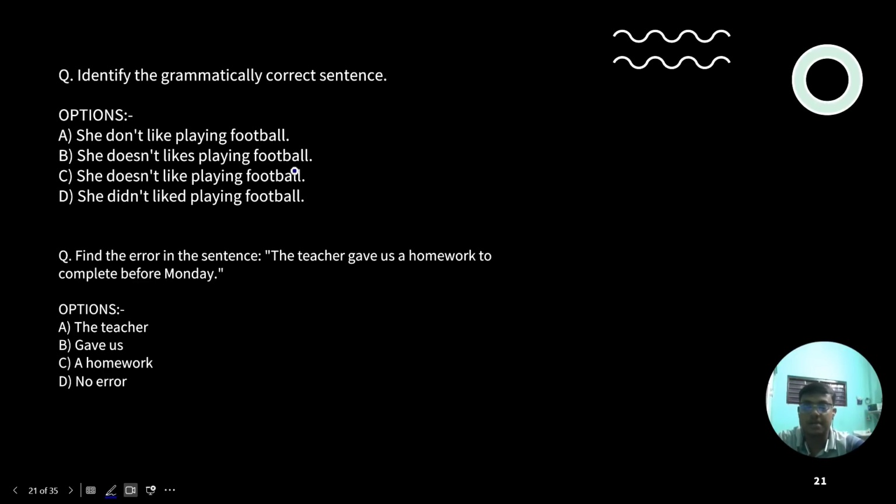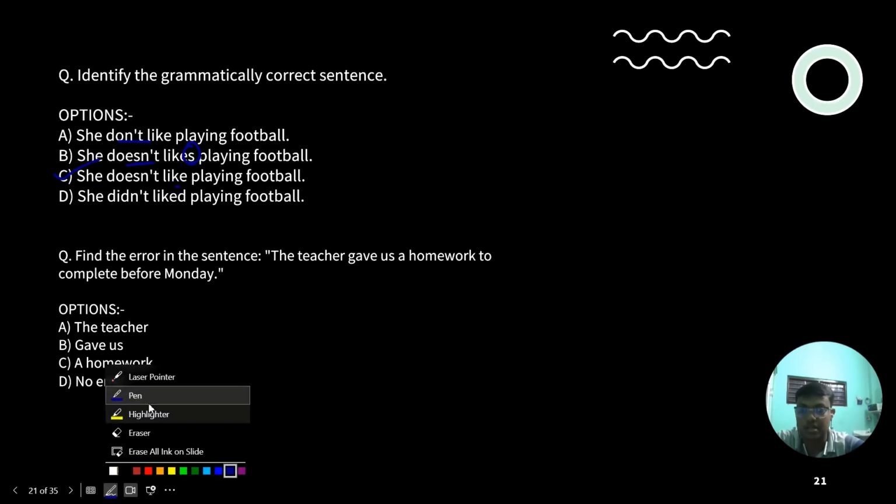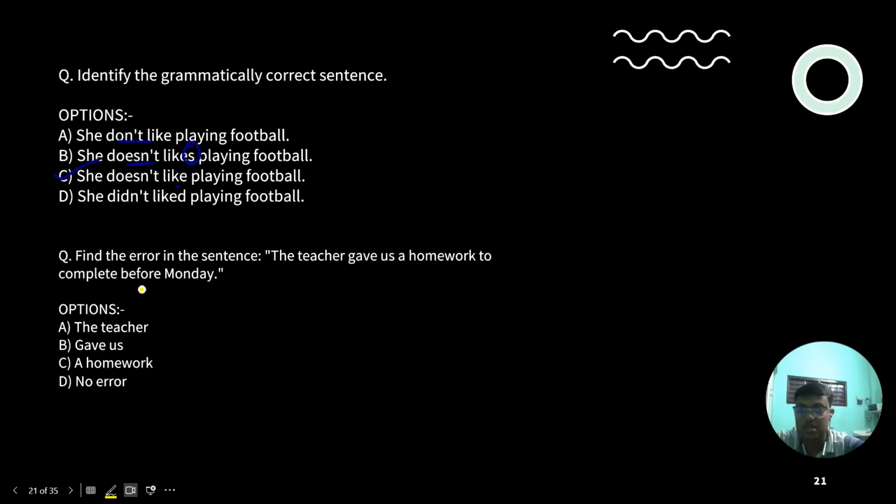Next, identify the grammatically correct sentence. She don't like football. No, she is a third person singular number, so does would be correct. She doesn't likes. So again, likes would not be correct because we have used does here. So likes can't be used. So option C, she doesn't like playing football, is the correct answer. Okay, let me change the color. Option C is the correct answer.